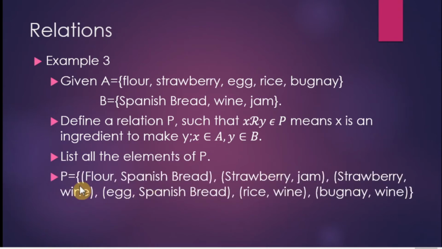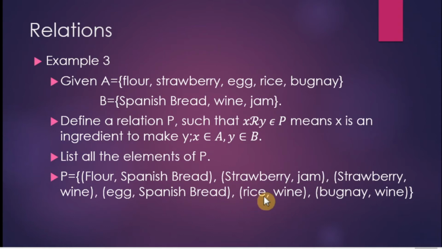The answer is this set. Our first ordered pair, that's flour and Spanish bread. Spanish bread is a bread, so you need flour to make Spanish bread. Jam. Can you make a jam out of a strawberry? Yes, so strawberry is an ingredient in making a jam. Strawberry is also an ingredient in making a wine. That's why we have a strawberry wine. Egg is an ingredient to make a Spanish bread.